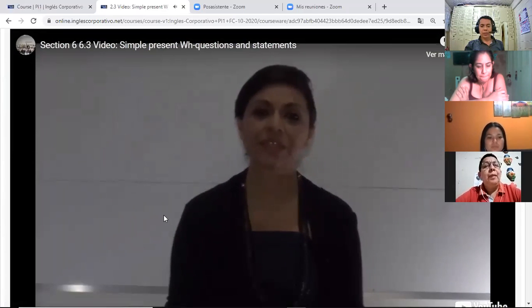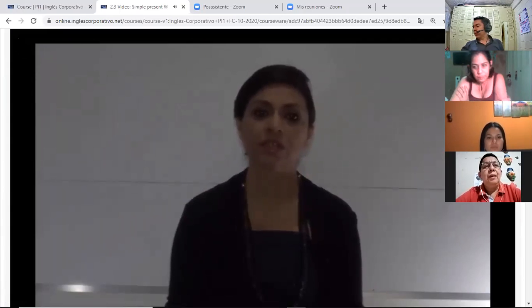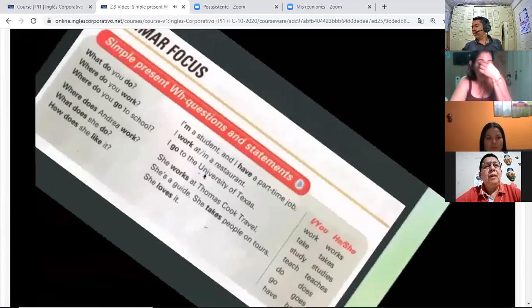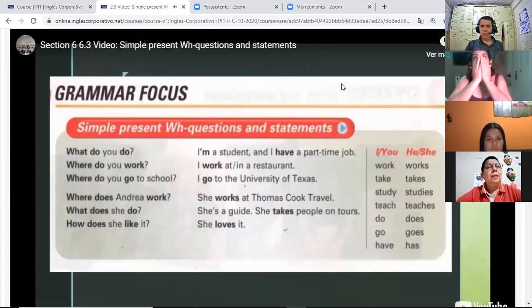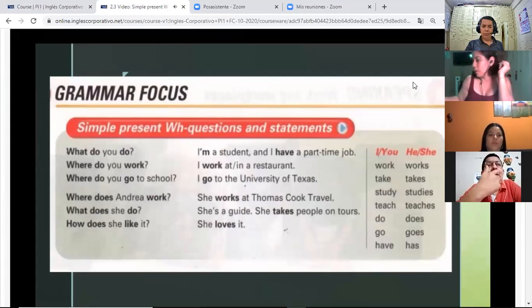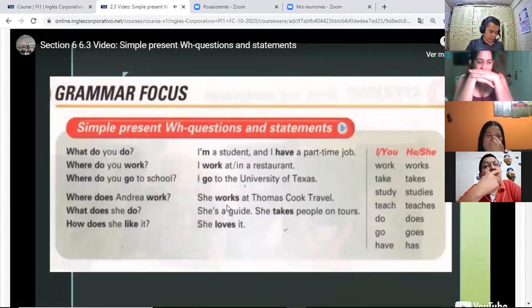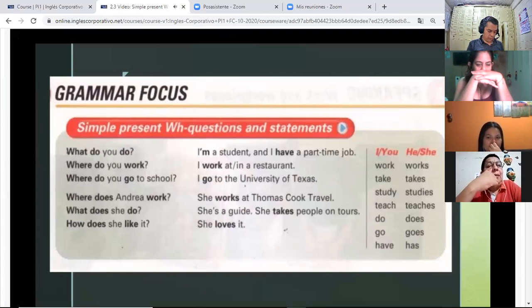By the end of this lesson, participants will be able to understand and use simple present WH questions and statements. What do you do? I'm a student, and I have a part-time job. Where do you work? I work at a restaurant. Where do you go to school? I go to the University of Texas. Where does Andrea work? She works at Thomas Cook Travel. What does she do? She's a guide. She takes people on tours. How does she like it? She loves it.